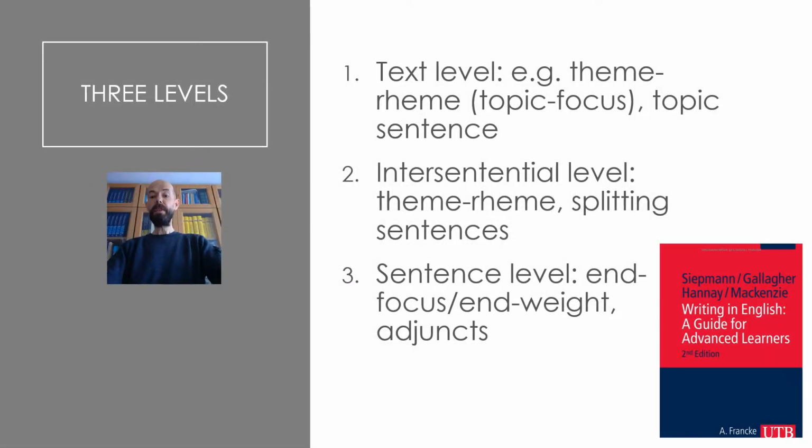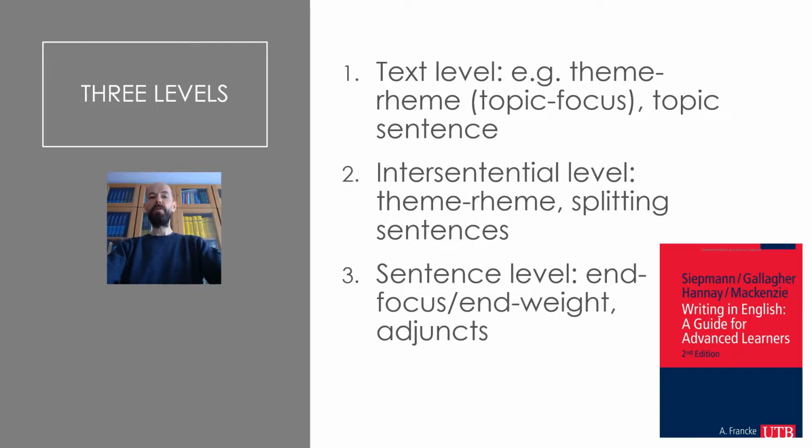Hi, in this video we're going to move from the micro level of noun groups or noun phrases and adjective phrases and so on to the higher levels of text, the intersentential level, looking at sentences as sentence pairs, and the sentence level itself. How do we achieve end focus, end weight? Where do we place adjuncts in English? All of these are to do with information reordering.